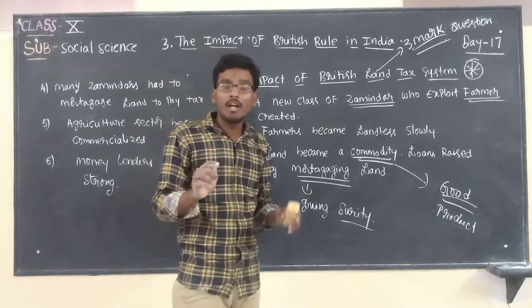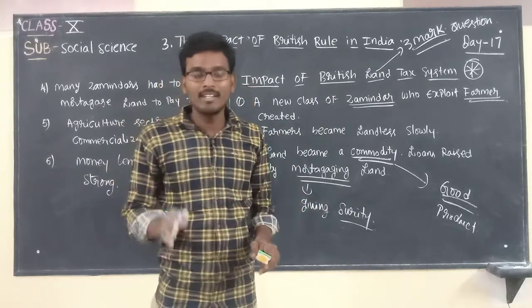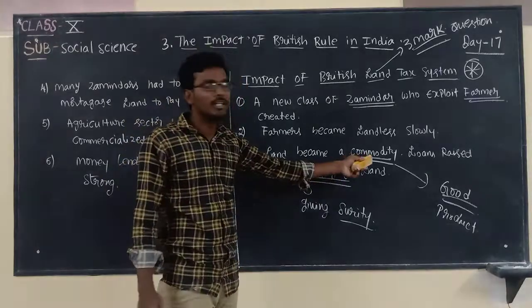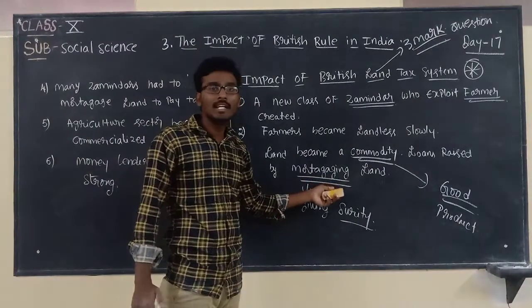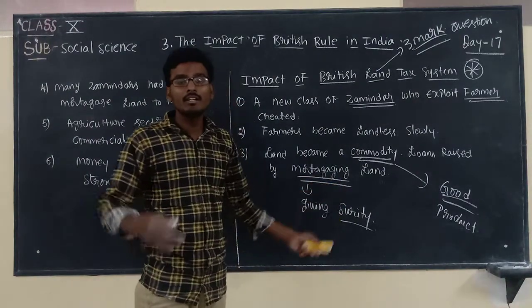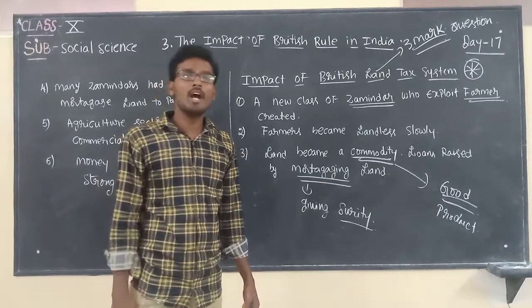In that manner, land is like an asset, used like a commodity, and loans are raised by mortgaging. Mortgaging means what, children, here? Giving surety or giving assurance.